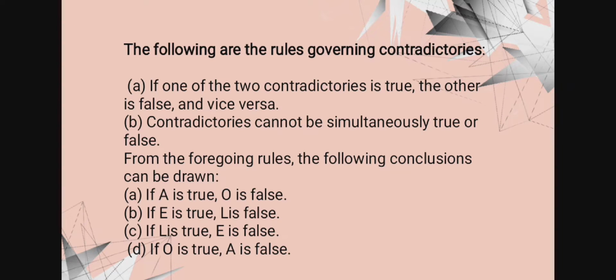At ang kabaliktaran nito ay letter B. Contradictories cannot be simultaneously true or false. Ibig sabihin ay hindi sila pwedeng maging sabay na tama o mali. From the foregoing rules, the following conclusions can be drawn.